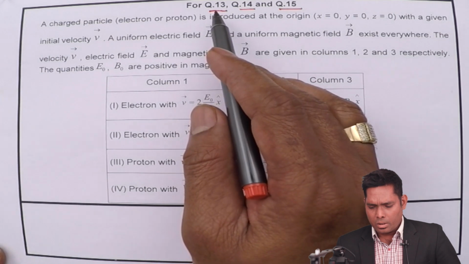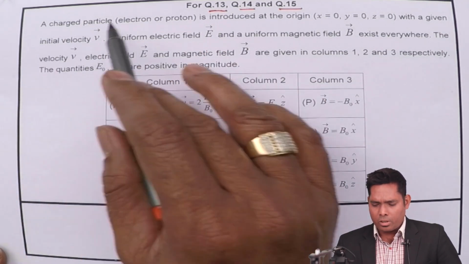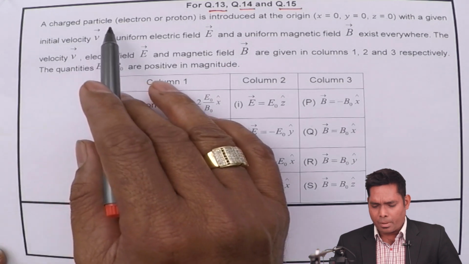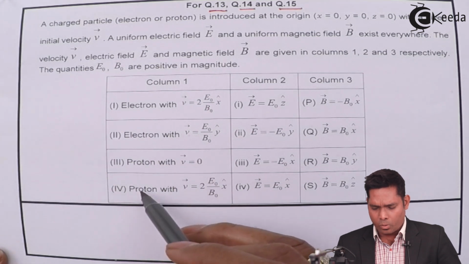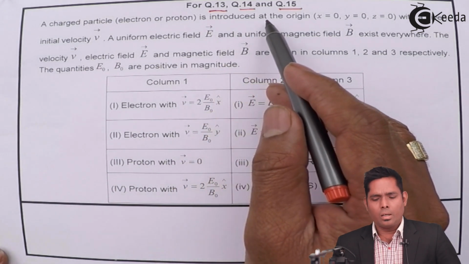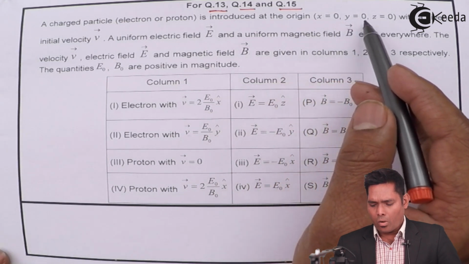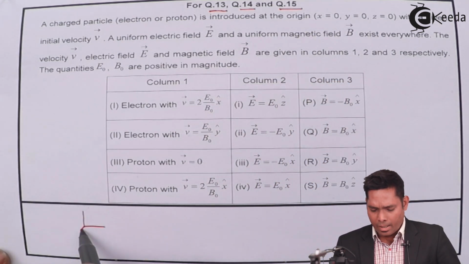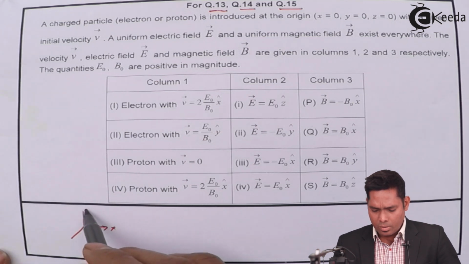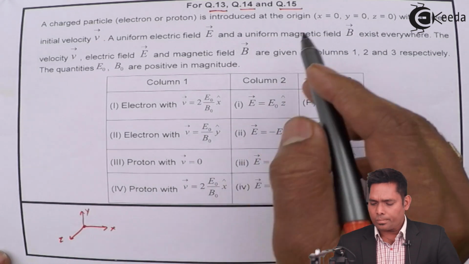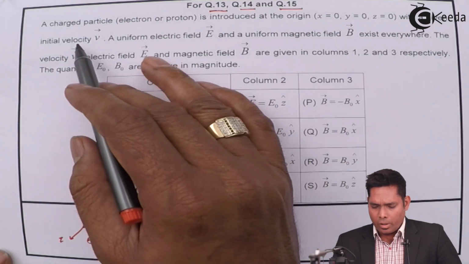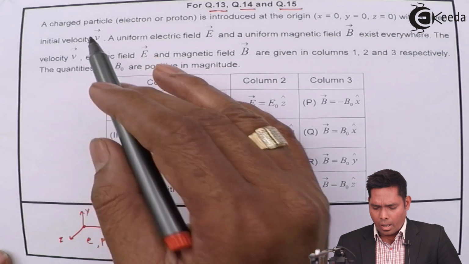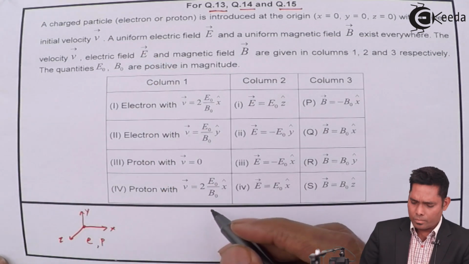For question number 13, first let us see what is given: a charged particle, electron or proton. Sometimes it is an electron, sometimes a proton. It is introduced at the origin. This is X, this is Y, and this is Z. So this charged particle is introduced at the origin, either electron or proton, and given initial velocity v, and that velocity might be in any direction.